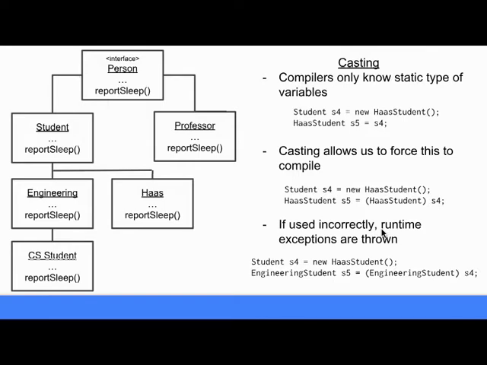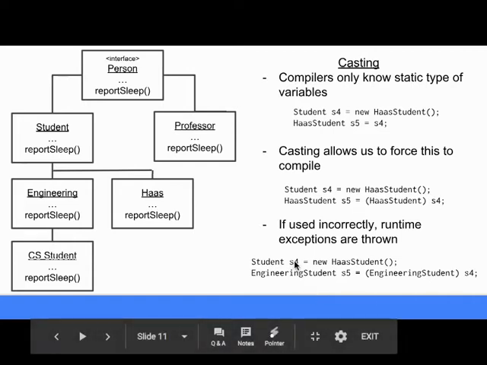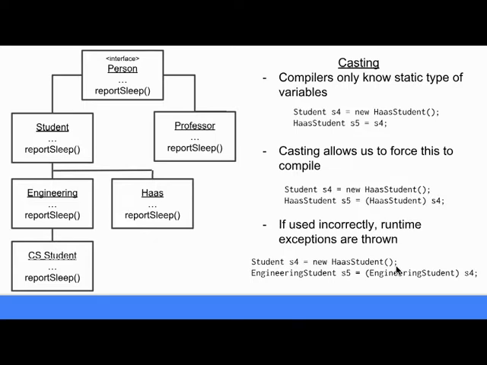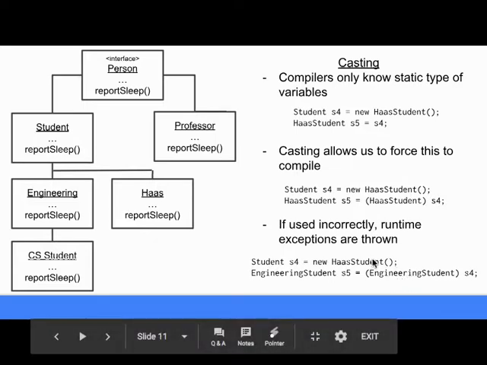But if we violate this trust that we have with the compiler, it's going to throw an exception, not during compile time, but during runtime. And that's called a class cast exception. So for instance, if we have S4 again, its static type is student and its dynamic type is host student, and then we declare an engineering student, S5, and we cast S4 to be an engineering student, well, if you are not in MET, or that program, whatever it's called, it turns out that not all host students are engineering students, and it doesn't even follow the same structure in the tree.